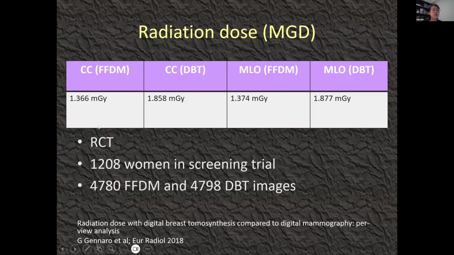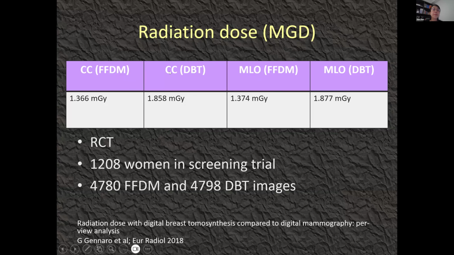It is a randomized controlled trial. About 1,200 women in a screening trial underwent either FFDM or DBT. So there were almost 4,800 images. So for a CC FFDM view, the dose was around 1.37 milligray. For the MLO view, this was similar. So for the MLO FFDM view, this was 1.37.